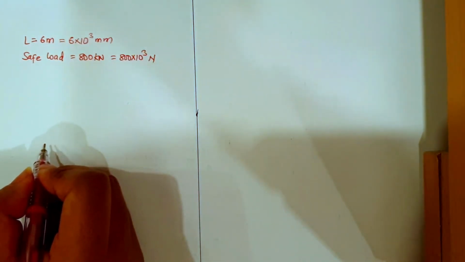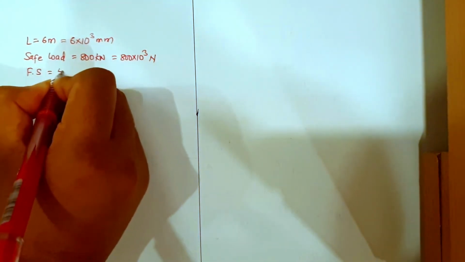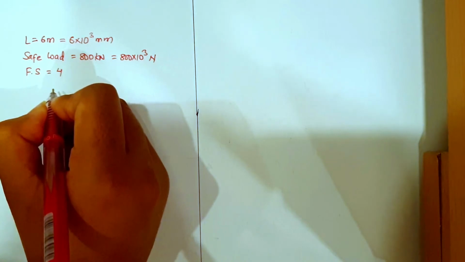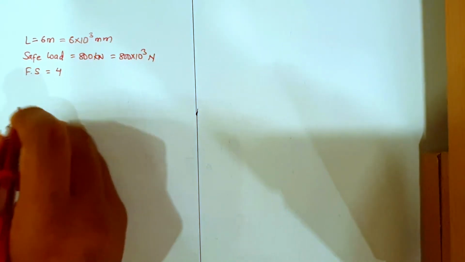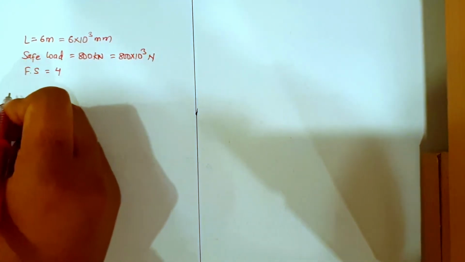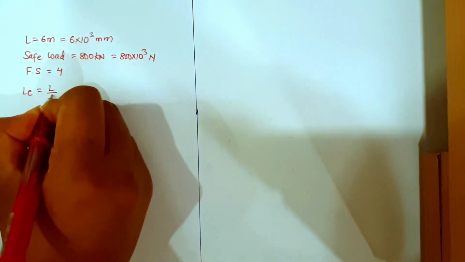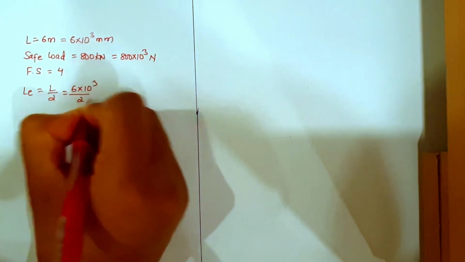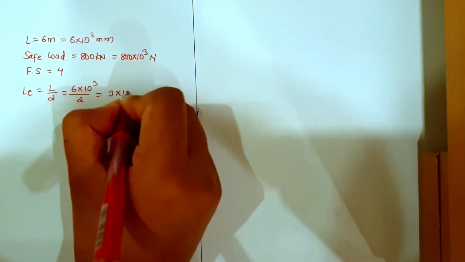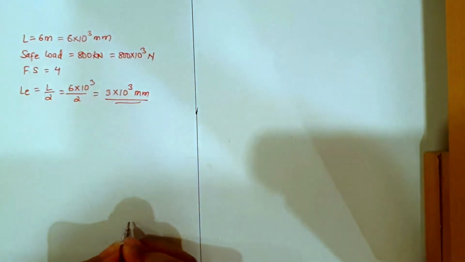Okay, so what else is given? Using Rankine's formula and factor of safety of 4. So factor of safety is given equal to 4. Design a suitable section if both ends of the column are fixed. Now it says both ends of the column are fixed. If both ends are fixed, effective length LE will be equal to L by 2, which will be equal to 6 into 10 raised to power 3 divided by 2, which will come equal to 3 into 10 raised to power 3 mm. So this is the effective length.